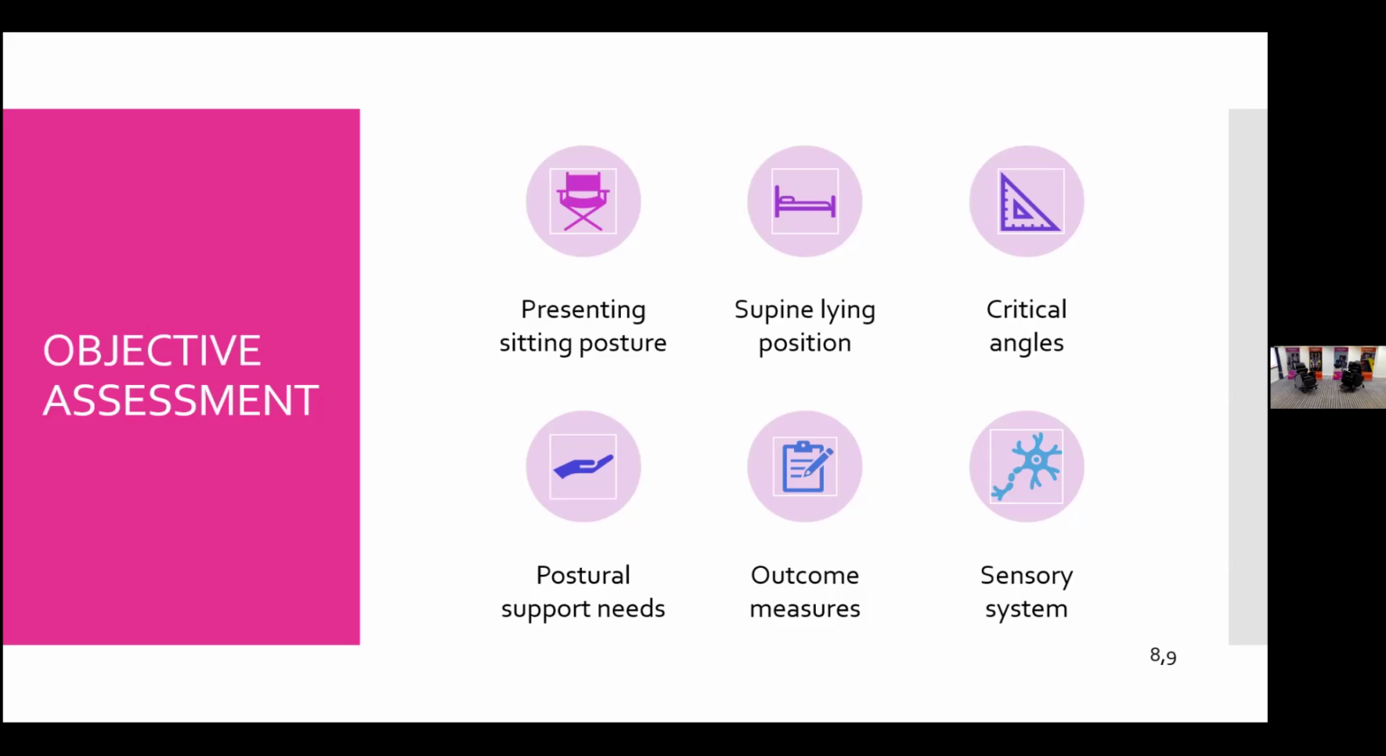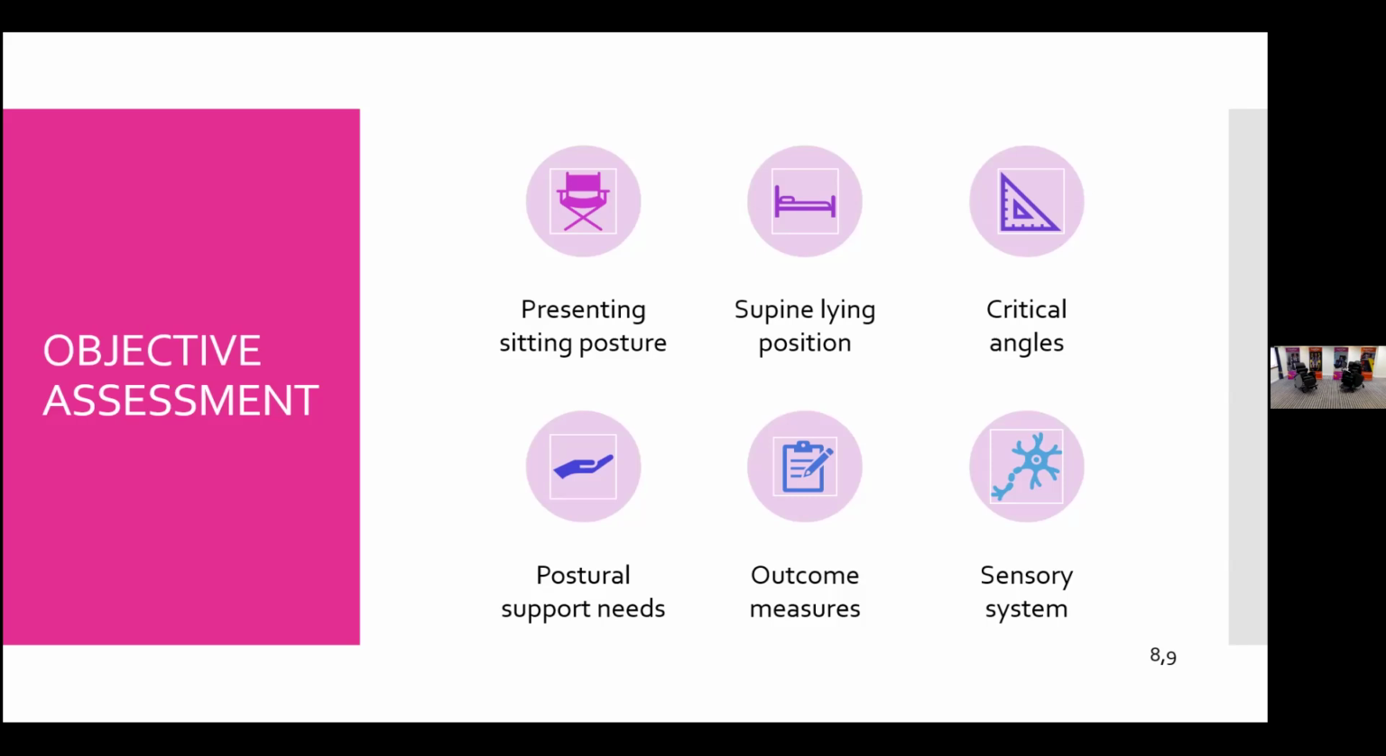And we gather that problem list, looking at their presenting sitting posture, their habitual preferred postures, and then getting them out into supine lying to see how close to that anatomical position we can get. What are the limitations on the body segments? What can we correct? What do we need to accommodate? The critical angles, especially for sitting, when we think about hip range of movement, knee range of movement, hamstrings, muscle length. What are their postural support needs?